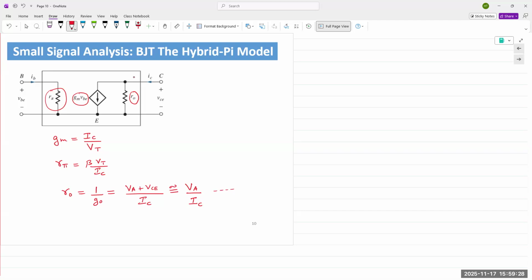Early voltage was something we covered earlier in the class. 5 o'clock in the morning. I'm all about the old dad jokes today.